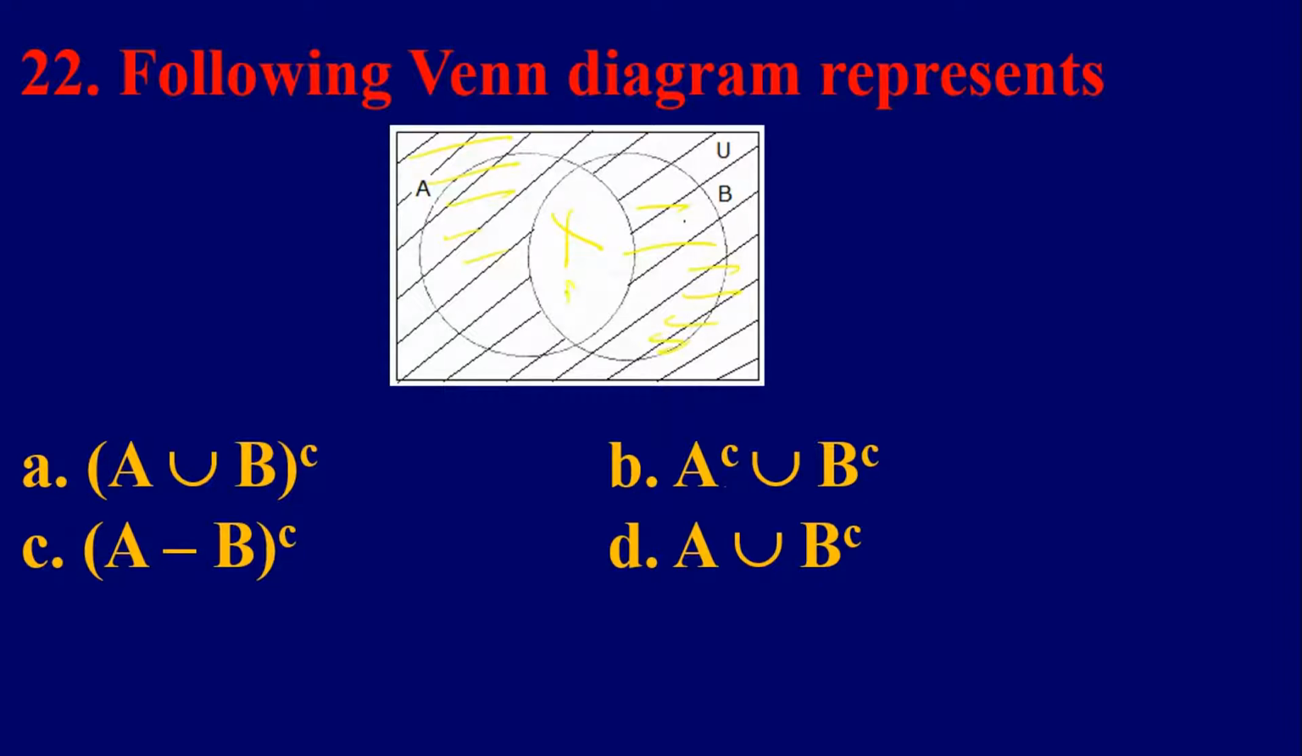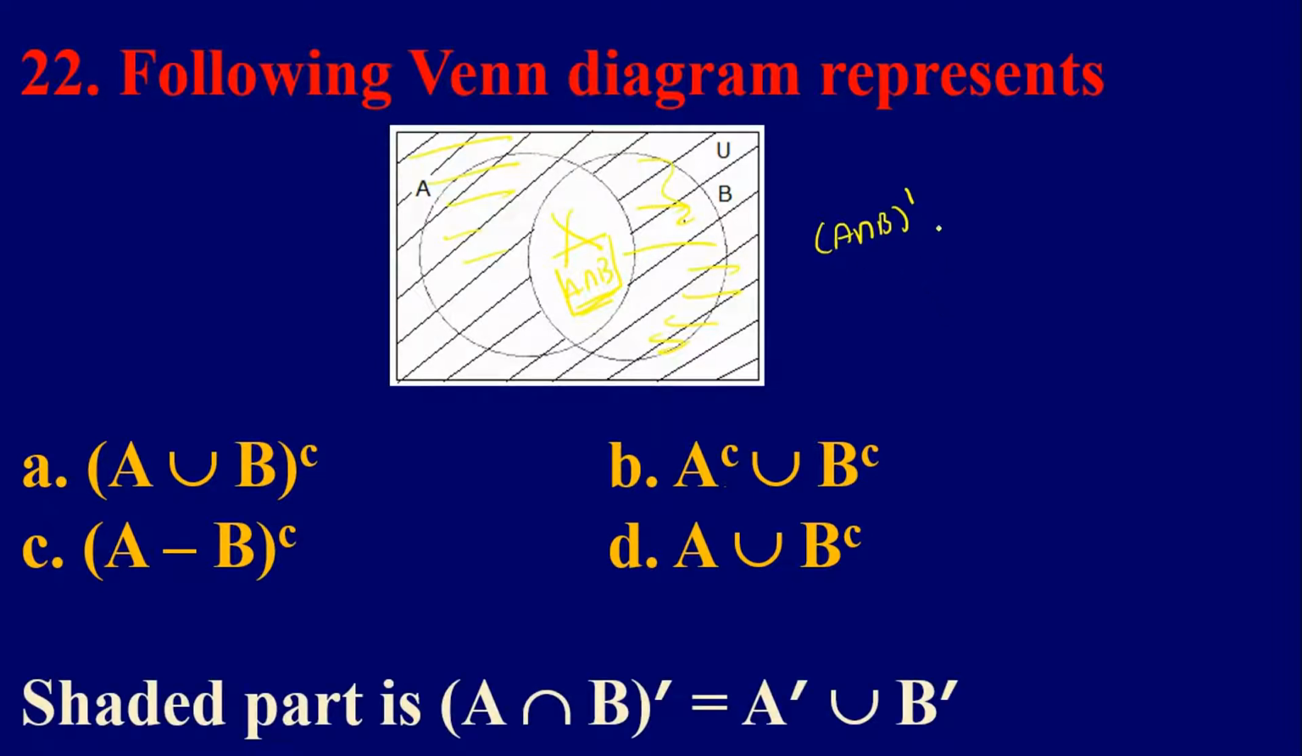This part is A intersection B. This part belongs to both A and B, but it is not shaded. All other parts are shaded. Therefore this is the same as (A intersection B) complement, that is, other than A intersection B. But in the options (A intersection B) whole dash is not given. But we have De Morgan's law: (A intersection B) whole dash can be written as A dash union B dash, which is option B. So here the correct option is A dash union B dash, which is option B. Here we have to find the shaded region, and the shaded region is other than A intersection B.